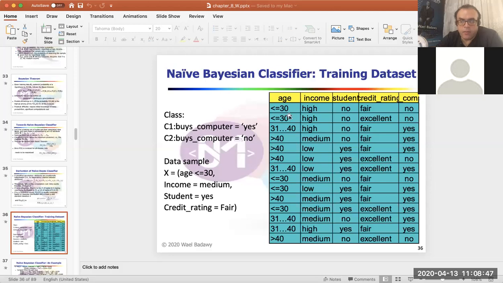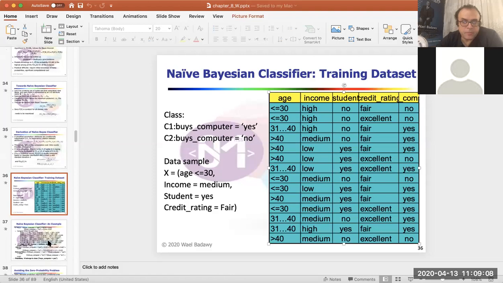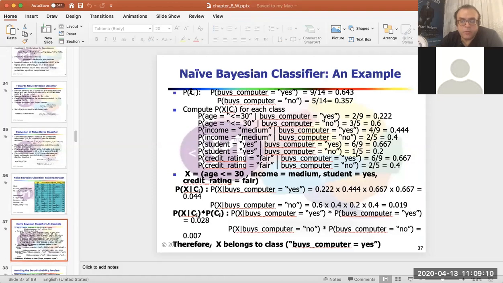So here I want to apply the Bayesian classifier over the training data set of students buying computers. C1 will be the students buying the computer, yes. C2 is buys the computer, no. The data sample X is age less than 30, income medium, student yes, and credit rating fair. Then I will compute the probability of Ci, which for buying a computer is 9 over 14, and for not buying a computer is 5 over 14.